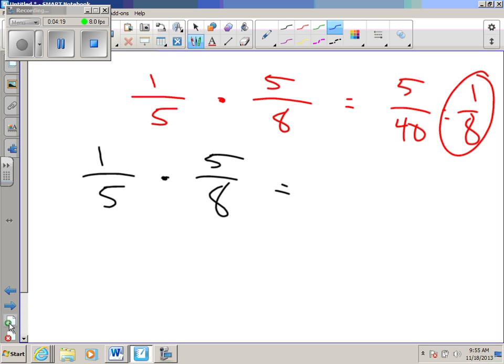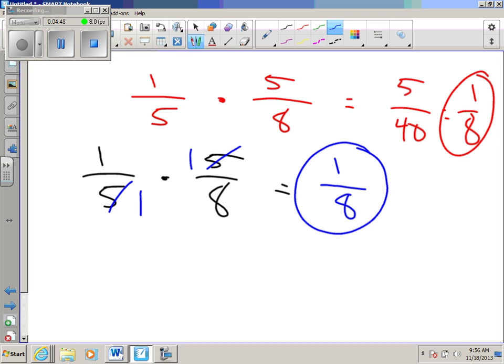I look diagonally. 1 and 8. Do they have anything I could divide them both by besides 1? 1 and 8? 5 and 5, I can divide them both by 5. So 5 divided by 5, 5 divided by 5. Now we multiply with what's left, 1 times 1, 1 times 8. I did my simplifying beforehand, therefore then I don't have to remember to do it at the end.